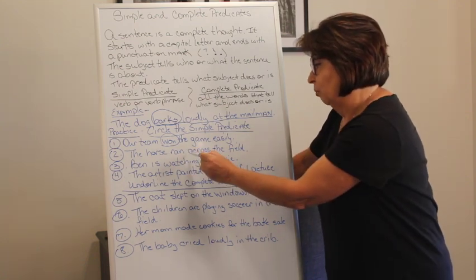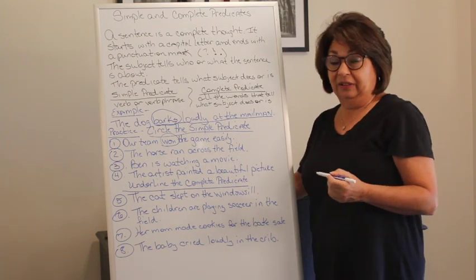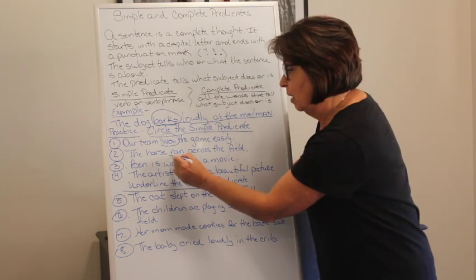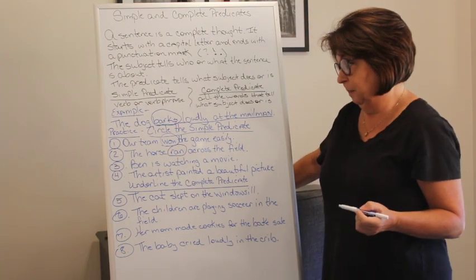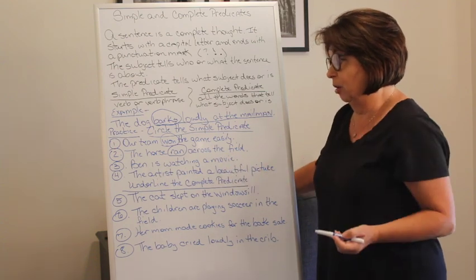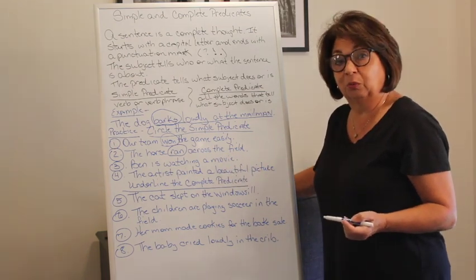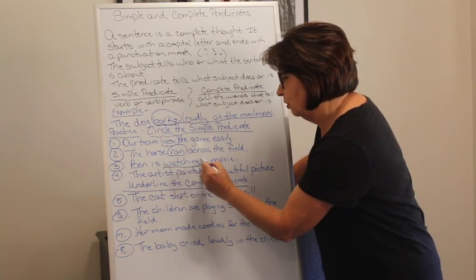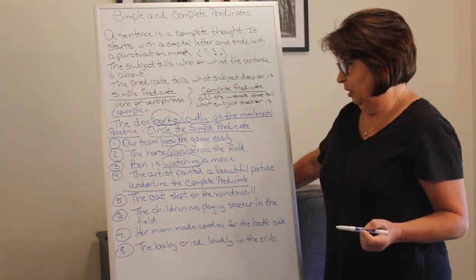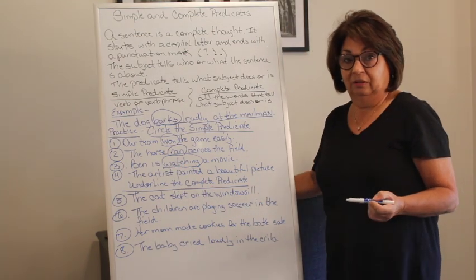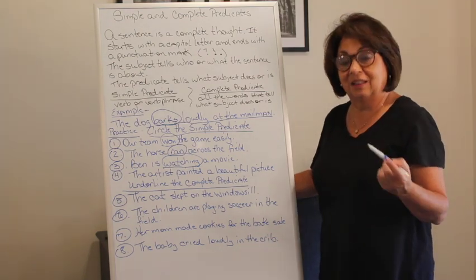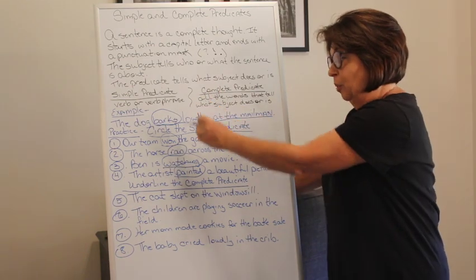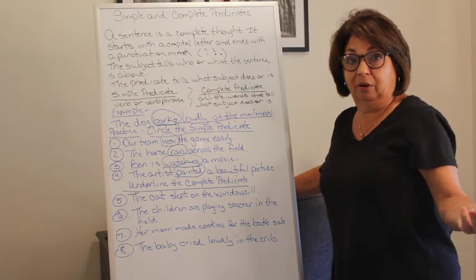All right, the horse ran across the field. Can you find the action in that sentence? If you said ran, you would be correct. So here is our simple predicate. Ben is watching a movie. What's the action in that sentence? Excellent, you are watching. You're doing it right now. And finally, the artist painted a beautiful picture. What do you think? Yes, painted. So in all these sentences, there is our simple predicate, just one word, the verb.